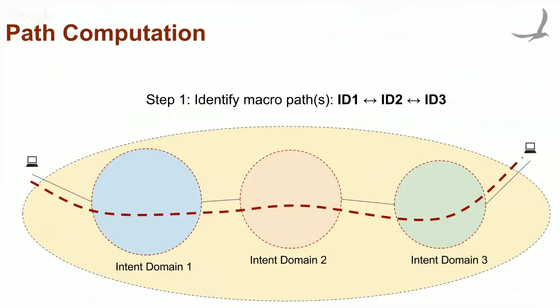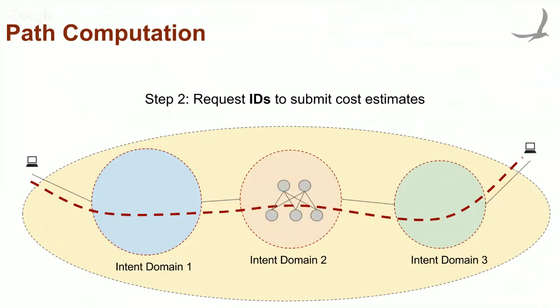But you can easily imagine a network where you have a set of paths. Again, these paths are at the level of intent domains that are possible in your network, right? So step one, you identify the macro path that you can take, and then step two, once you have identified those macro paths, request the individual intent domains to compute the cost estimate within that particular domain. So what you are trying to do now is dig one level deeper into how a path can be computed within a given subdomain.